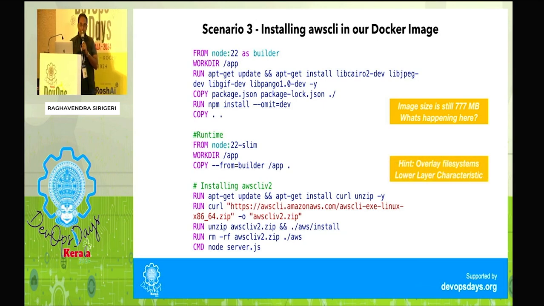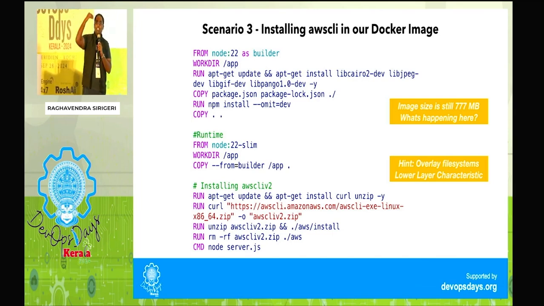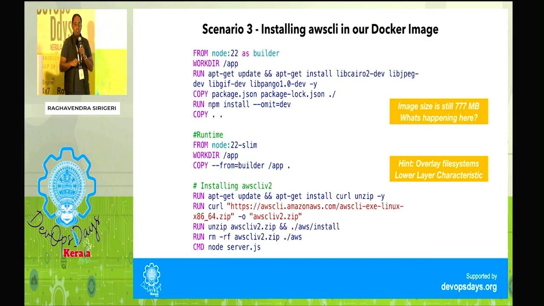So what is happening? It's the classic characteristic of the overlay file system. When you're deleting something, we saw that it never gets deleted in the lower layer, if you remember in the first part of the session, right? So it is creating a whiteout file in the upper layer, but it is never getting deleted in the lower layer. That means your image size is still remaining the same, right? So how do I rectify this? Can anyone tell me how I can rectify this?